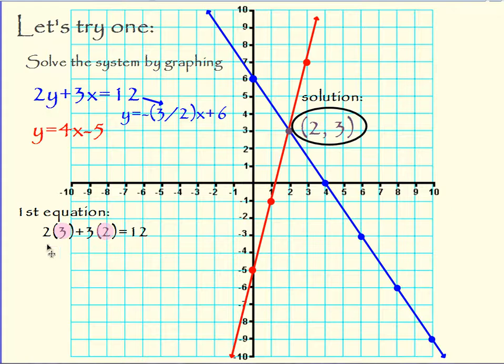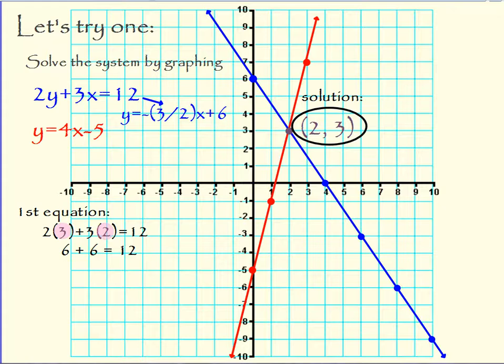In the first equation, that's going to look like 2 times 3 plus 3 times 2 equals 12. Multiplying it out, I get 6 plus 6 equals 12, and since 6 plus 6 does actually equal 12, we know that this point satisfies the first equation.